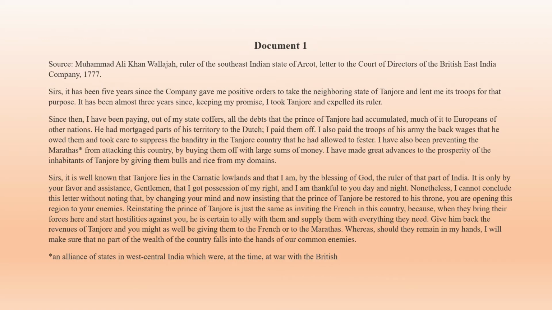Okay, document 1. Source, this is Muhammad, ruler of a southeast Indian state. This is a letter to the director of the BEIC, 1777. So this is before the Sepoy Rebellion. He's saying, sir, I've served you for 5 years. I invaded the state. I took my troops that you lent me for 3 years. I've kept my promise.